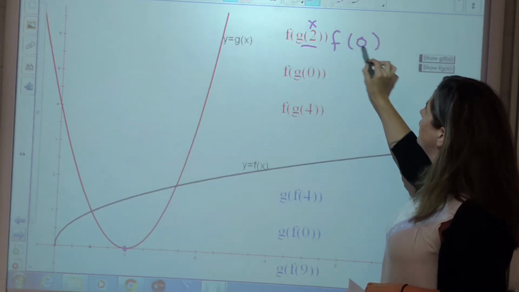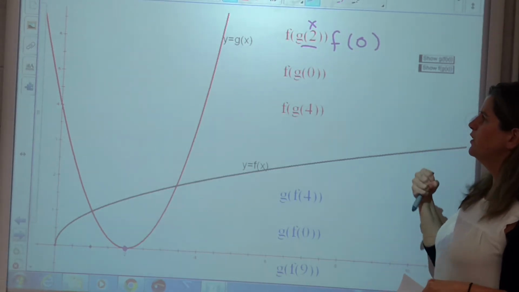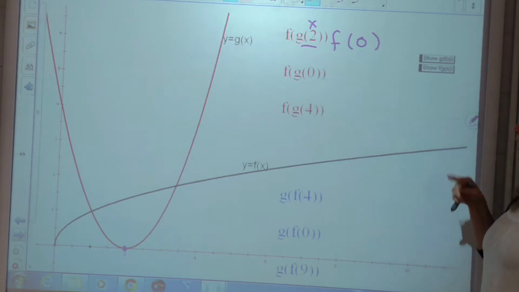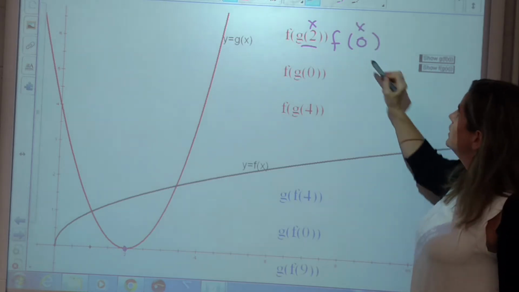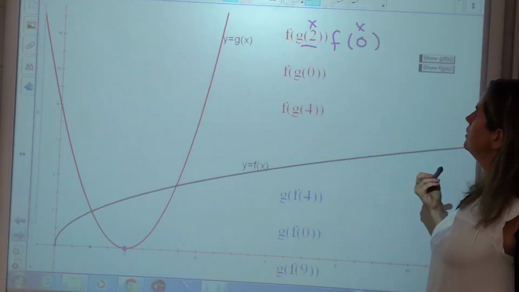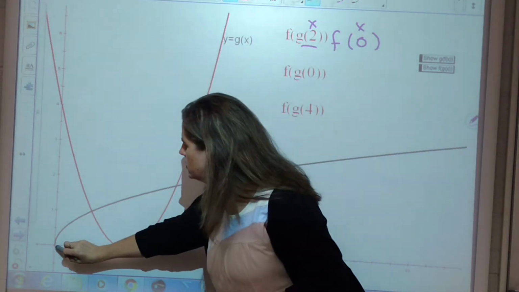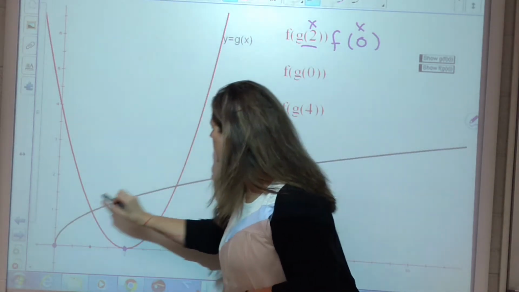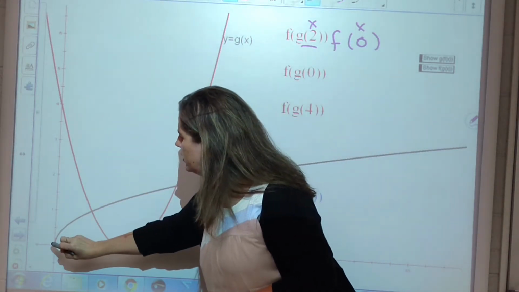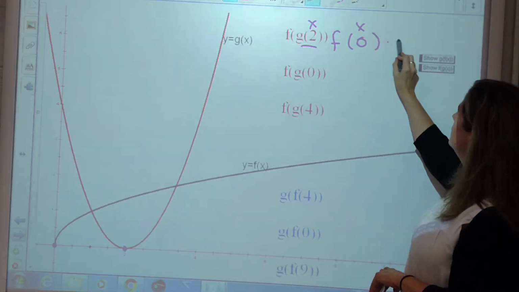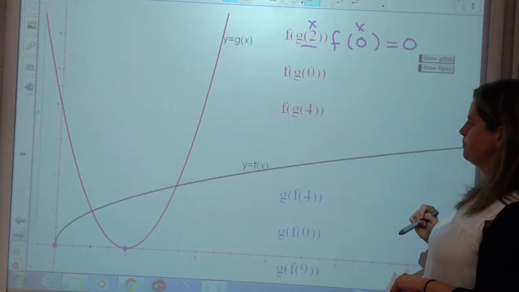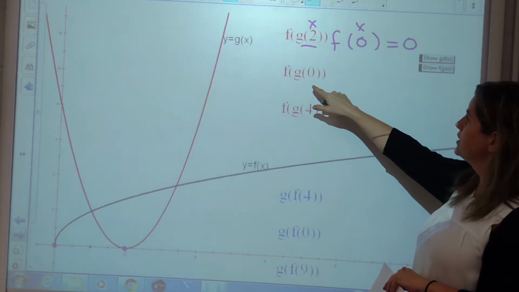So now that goes in and inside function f. I want to know when x is 0, what is function f? Well, x is 0. It's right here, and the black function is f, and it happens to go through that point, so I get a 0. All right? Doing the same thing here.